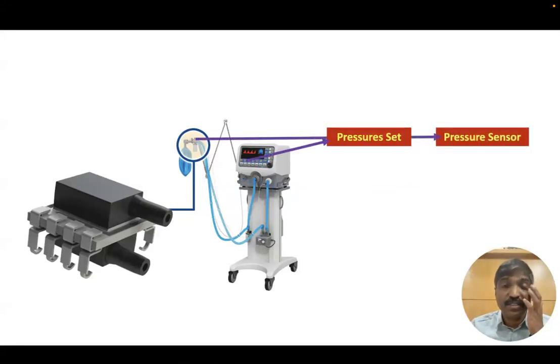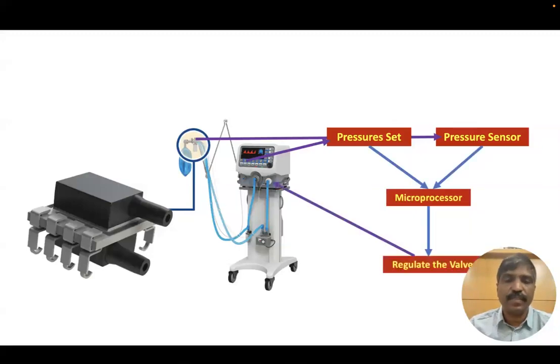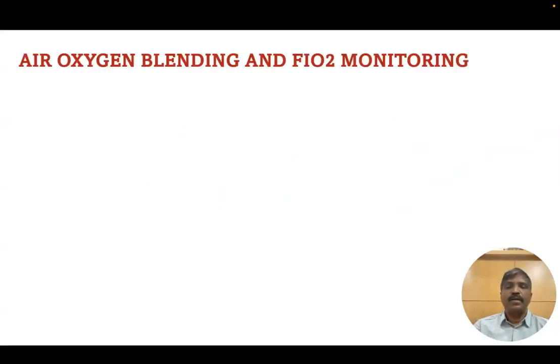So you set the pressures, and you have the pressure sensors which are measuring the pressures inside, and the flow sensors, exactly telling us whether these sensed pressures are actually the set pressures or not. And if the delivered pressures are less than the set pressures, then the expiratory valve assembly will titrate accordingly to deliver the desired pressures. So now we understand how the pressures are regulated in a ventilator.